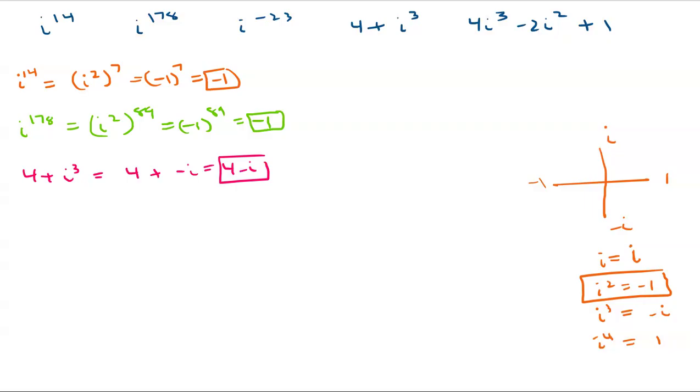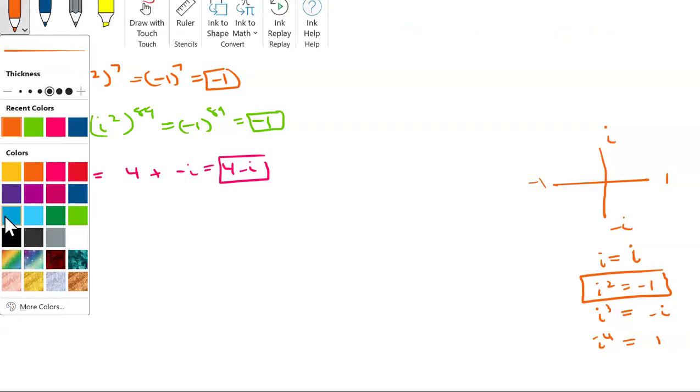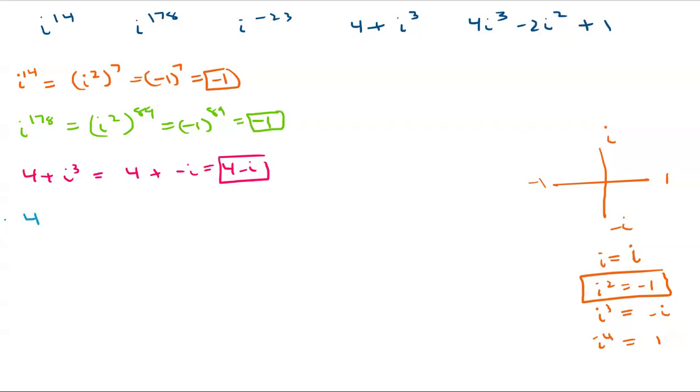Okay, and then this one here, we have 4i to the third minus 2i squared plus 1. Okay, so again, we have 4i to the third. We said that was again negative i. So I'm going to put negative i here. And then minus 2 and then i squared is negative 1, then plus 1.